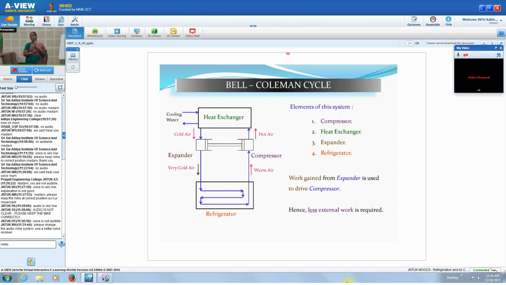That work is used for running the compressor, or it can reduce the extra work required by the compressor. Then from the expander, the expanded air, which is at low temperature and pressure, goes into the refrigerator, the space to be refrigerated. It will take the heat and finally go into the compressor. And here also, in the refrigerator, the heat abstraction or the refrigerating effect is produced at constant pressure.